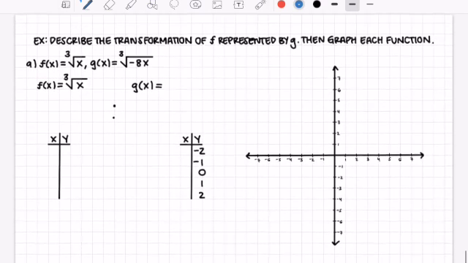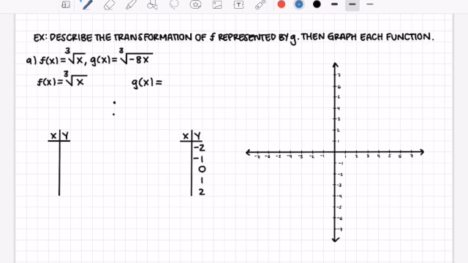Let's say that we're trying to describe the function and then graph the following. We have here a cubic function. So again, with cubic functions, I want to use the numbers -8, -1, 0, 1, and 8. That's because the cubic root of -8 is -2. Cubic root of -1 is -1. Cubic root of 0 is 0. Cubic root of 1 is just 1. And cubic root of 8 is 2.